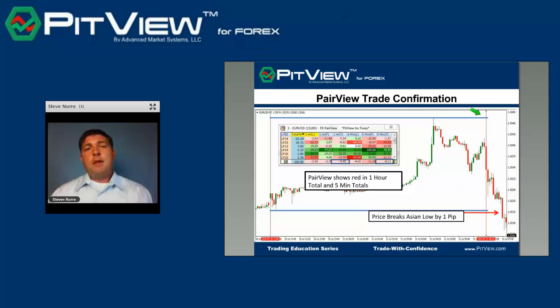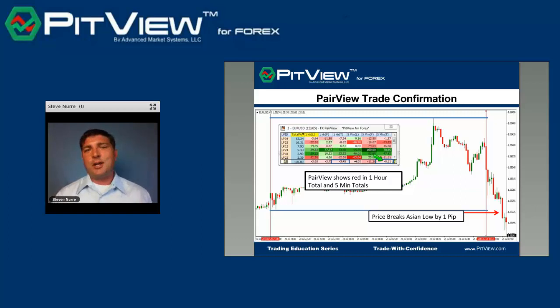When I implemented PitView into my trade confirmation by bringing PairView into the equation, what I now wait for is not only for it to break into a new low after the London session opens, or into a new high if I'm going to buy it, but I also want the 1 hour total and the 5-minute total on PairView to be red. If it's going to be a sell signal, those two columns have to be red. If it's a buy signal, if it breaks into a new high, those two columns have to be green.